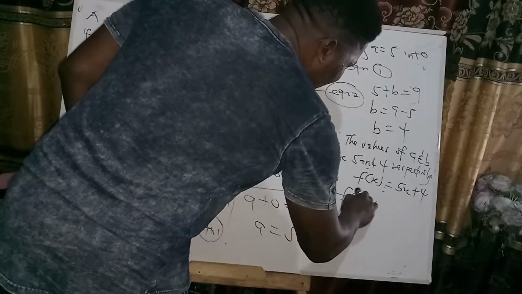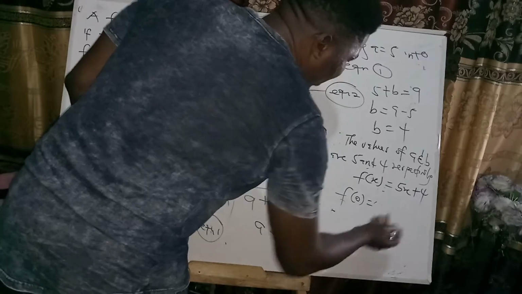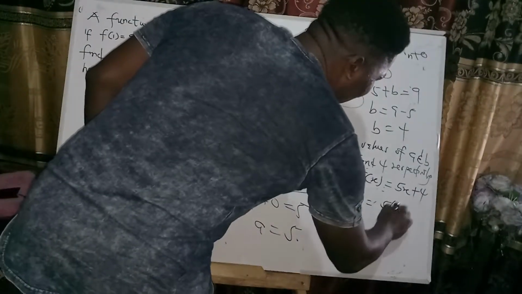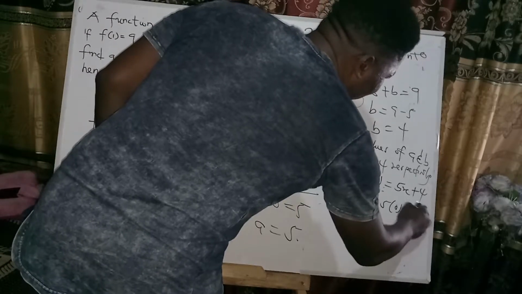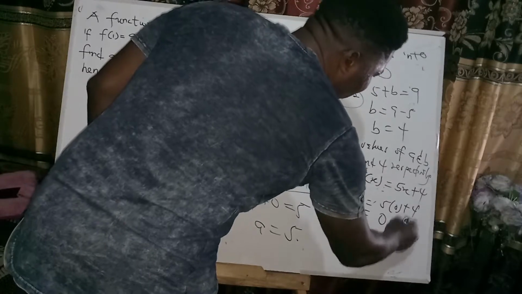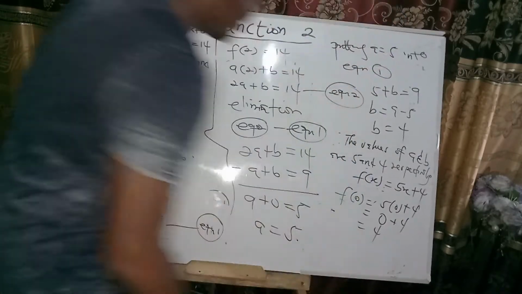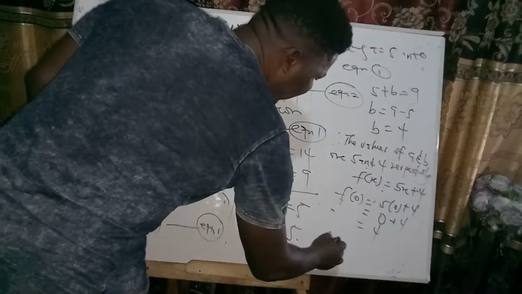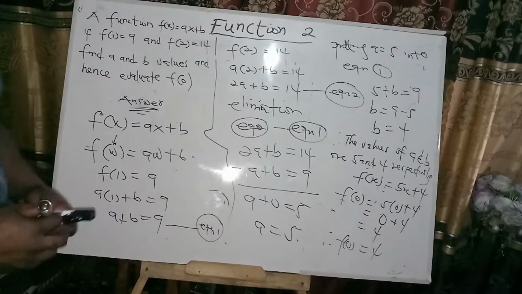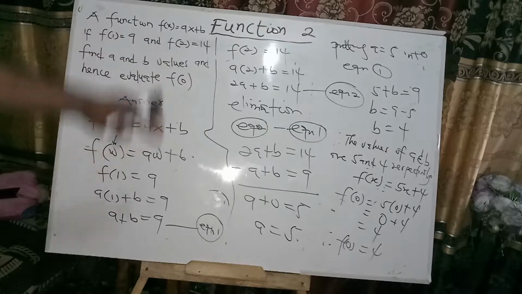So in finding f of 0, it means that wherever I see x, I'm replacing x with 0. So 5 times 0 plus 4. 5 times 0 we all know is 0, plus 4. So the final result is 4. So therefore, our f of 0 equals 4. That is it. So simple.